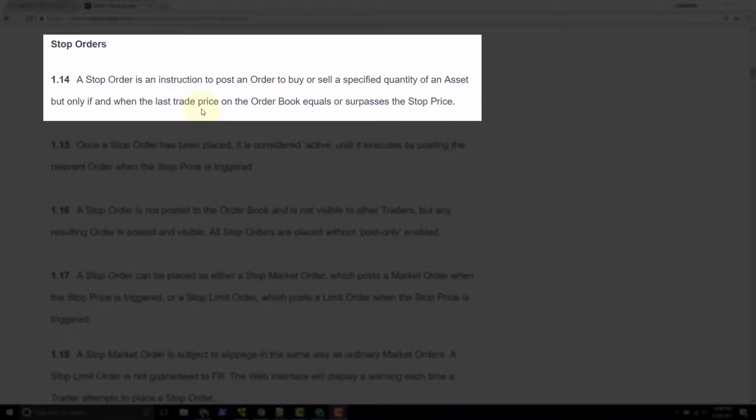Now let's flip back and talk about what this means for how we should be placing our stop orders, specifically our stop price and our limit price.